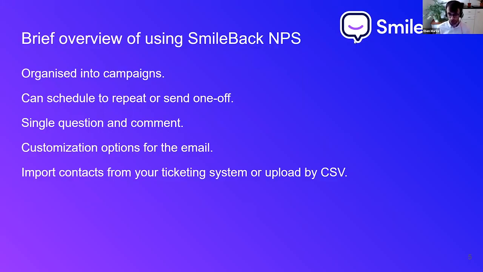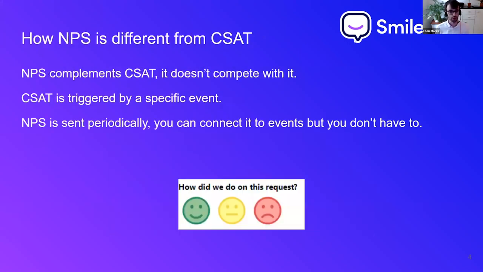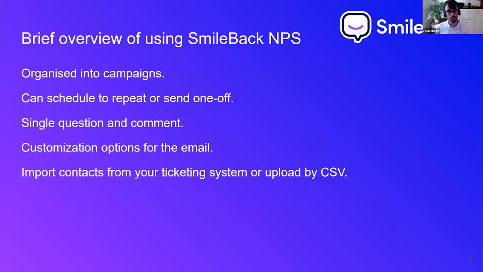It's a single question, like what I was showing you at the beginning, and a comment. That's typical for NPS. It also reflects what we already do in CSAT, in the sense of keeping it nice and streamlined, nice and simple for your customer, so it's easy for them to answer. They'll answer it more often, and you'll get more feedback. We are considering maybe adding the option of doing a bit more in terms of the comment or follow-up.